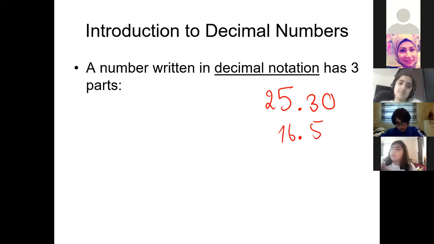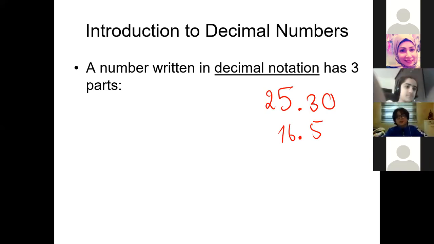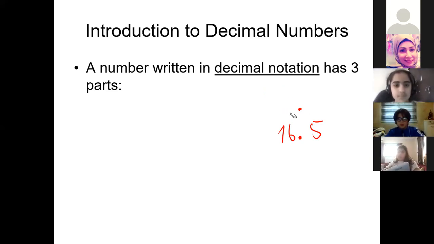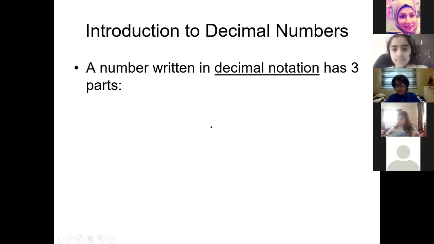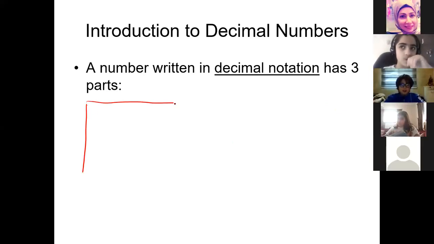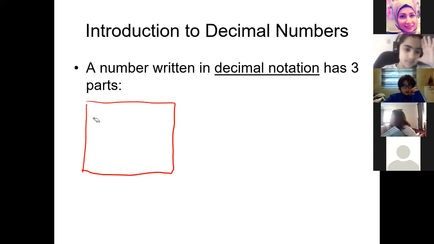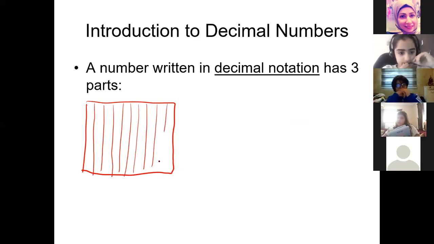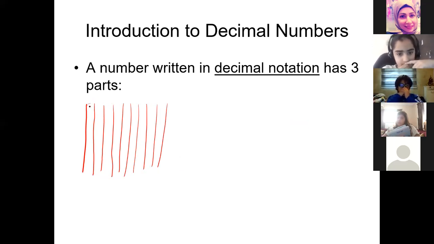Before we start, when we talk about decimal numbers, why are we talking about decimal numbers, not whole numbers? Where did decimal numbers come from? Look why. If we have, for example, a square, we divide it into 10 equal parts. 1, 2, 3, 4, 5, 6, 7, 8, 9, and 10. All parts should be of the same size, equally, okay?